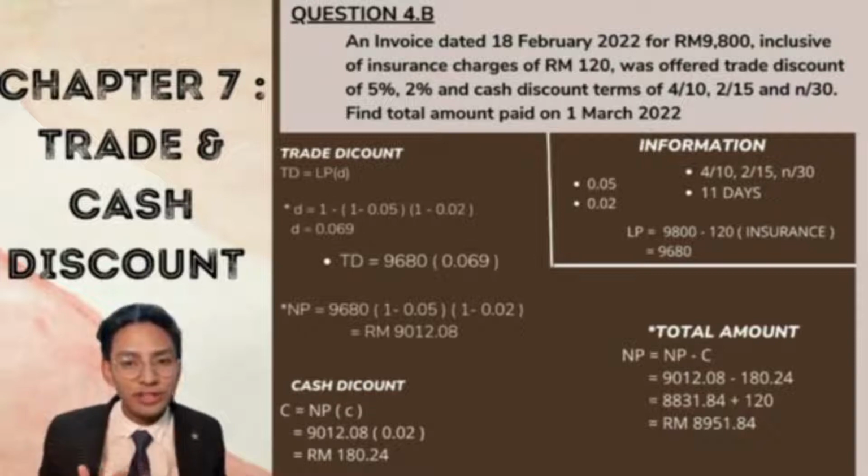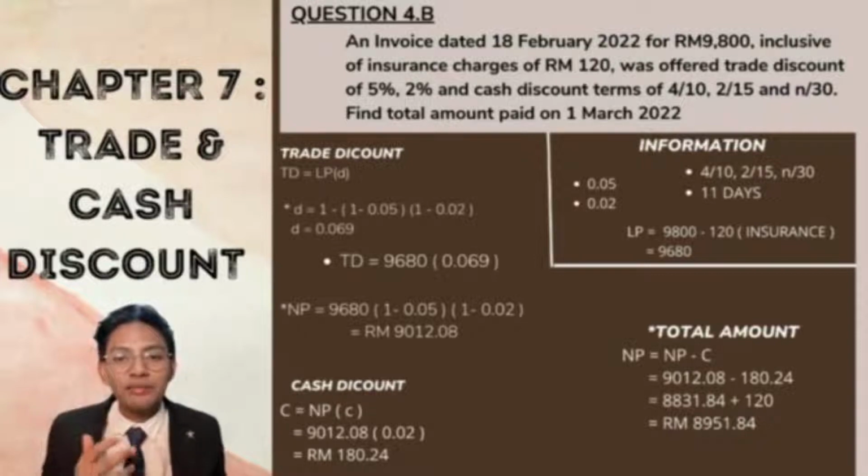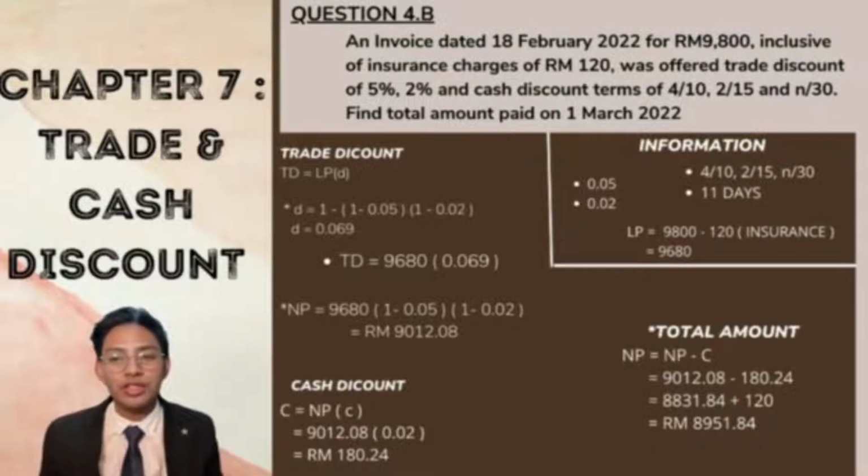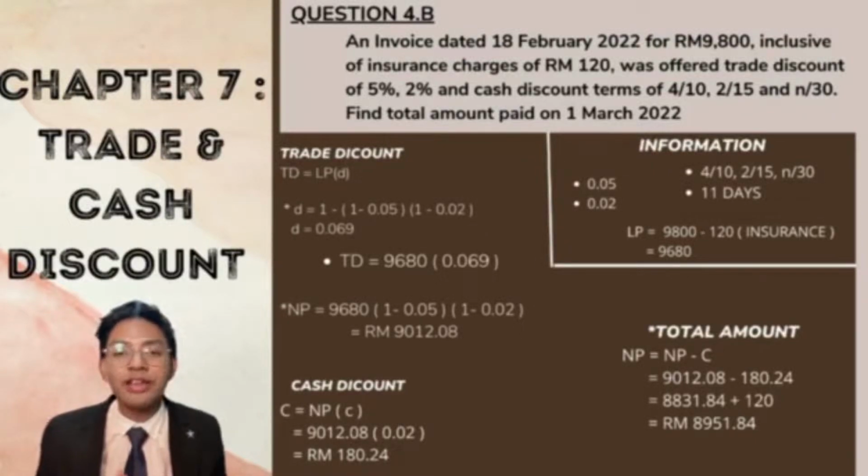So lastly, the total amount that paid on 1 March 2022, which the formula is net payment equals to net price minus by cash discount. So after we get the answer plus with 120 ringgit, and then the final answer is 8,951 ringgit and 84 cents.